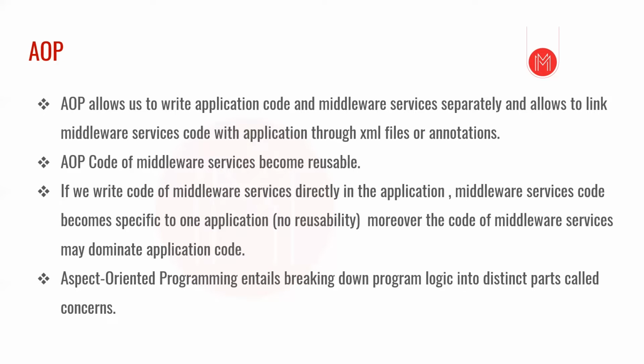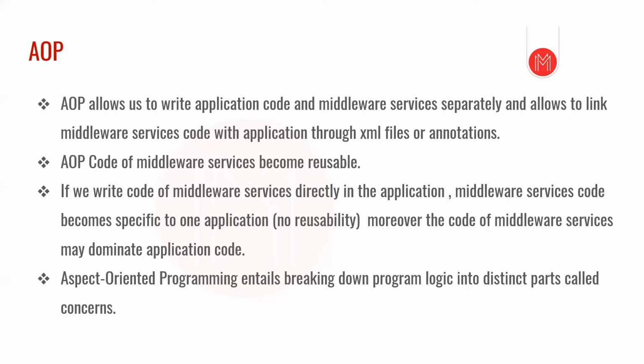AOP code of middleware services becomes reusable. I mean, we just need to write it only one time, and wherever it is required, you are just going to apply it. Okay. If we write the code of middleware services directly in the application, then what happens? Middleware services code becomes specific to that application only. I mean to say there is no reusability. Moreover, the code of middleware services may dominate the application code. So that's the reason it's better to separate the AOP logic separately as well as our business logic code separately, and we can bind them. I will show you how to do that.